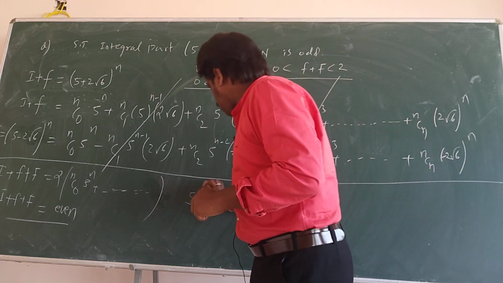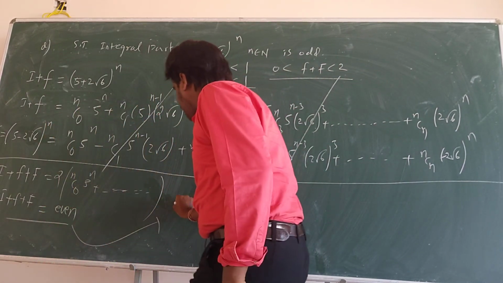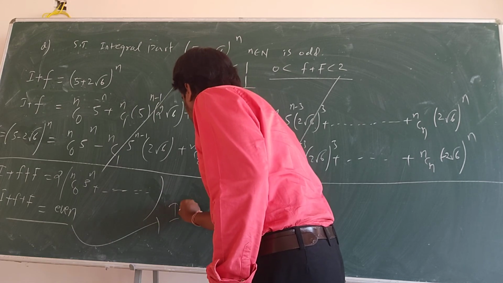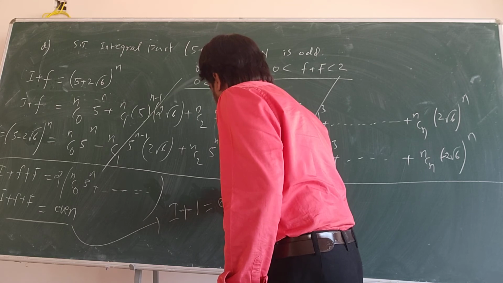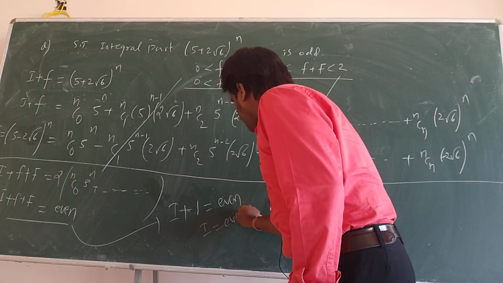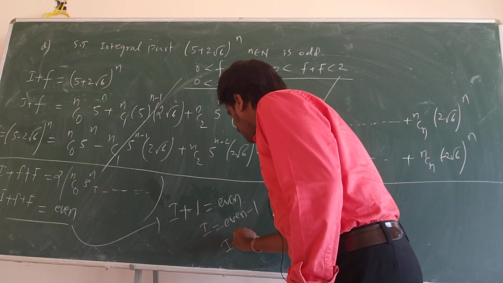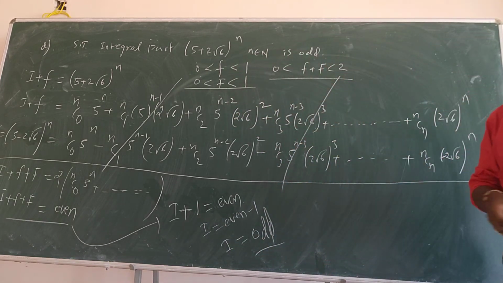So here I will write I plus 1 is equal to an even number, so I is equal to even minus 1, and even minus 1 is odd. That is what you have to prove. Clear?